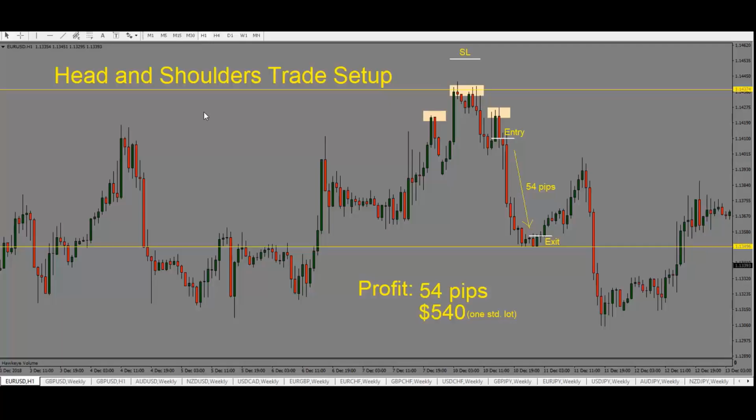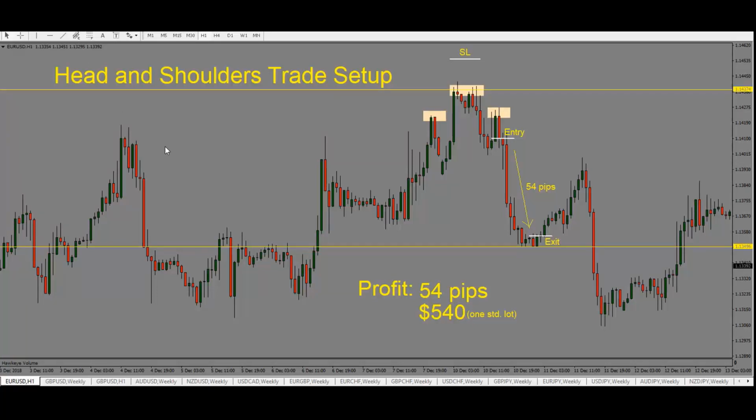So let's go on to the charts and we'll take a look at what a head and shoulders trade setup looks like, how to identify this trade setup, where to enter the trade, where to place the stop loss, and most importantly, how to exit the trade with a profit. Here we're looking at a head and shoulders trade setup. This is the Euro US dollar 1 hour chart.